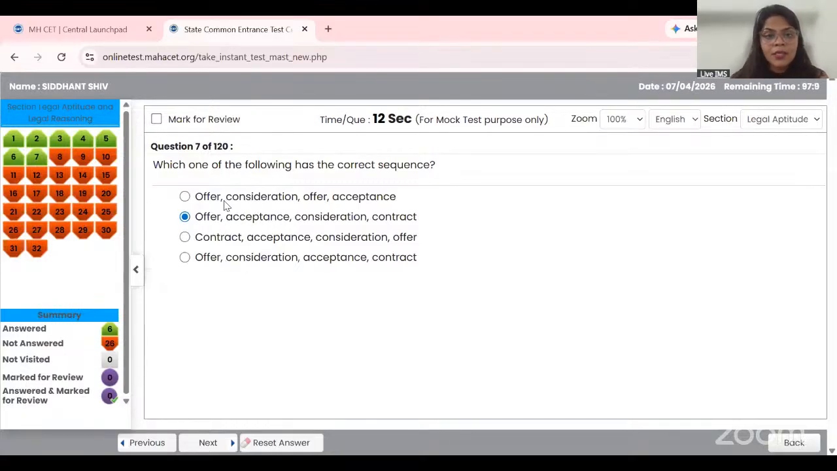Why are the other answers incorrect? Because it is keeping acceptance at the end, because the offer needs to be accepted first. And again, it is keeping acceptance after consideration. There should be an acceptance first, and then there is consideration, then there is a contract.